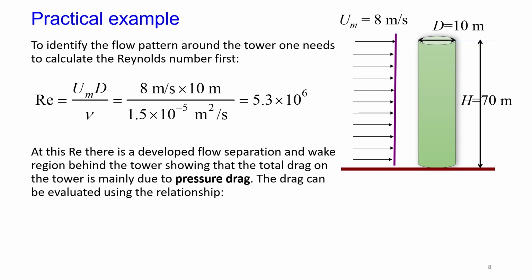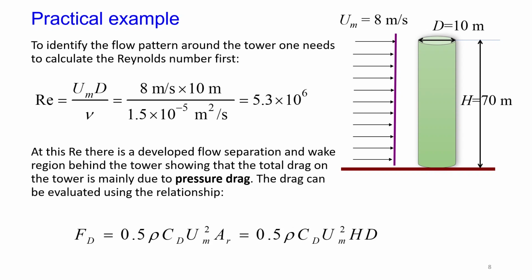Therefore, we can calculate the total drag force from our reference velocity, which in this case is the mainstream velocity, multiplied by the frontal projected area. The frontal projected area would be the frontal area of our cylinder, the height of the cylinder multiplied by the diameter. So let's estimate CD based on the Reynolds number.